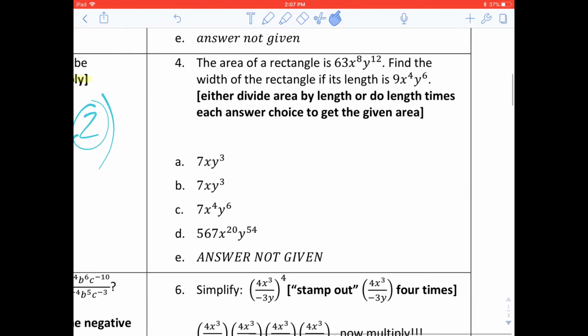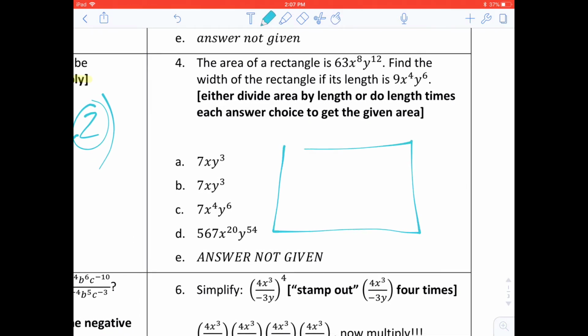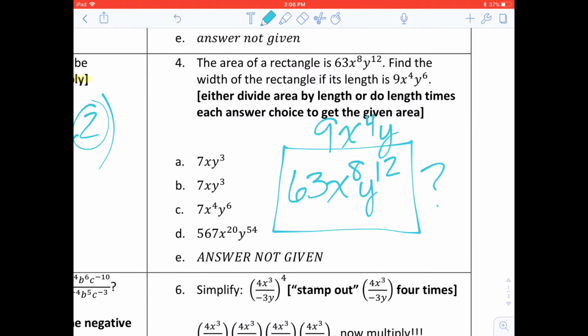Number 4. So this time they're giving us a rectangle here. And they're telling us that the area, the inside part of the rectangle, is 63x to the 8, y to the 12. Find the width. So we'll just say that's the width, if the length is 9x to the 4th, y to the 6th.